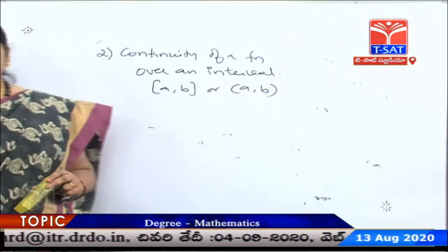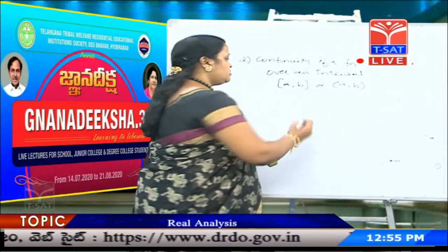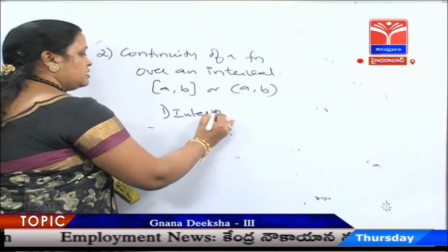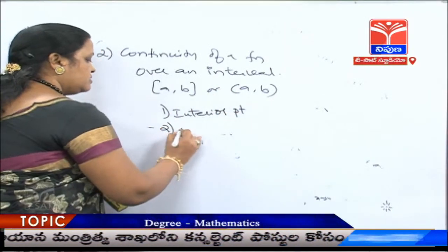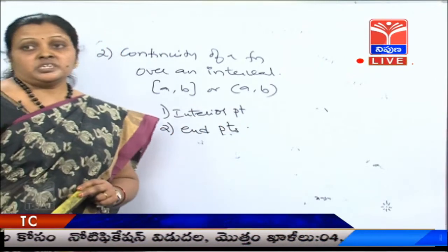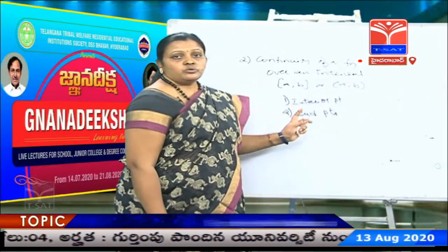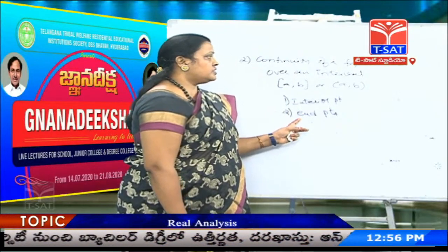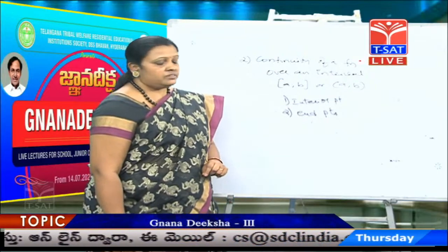Whenever we are saying it as on an interval, we are choosing a point as an interior point. That means we have to discuss the function's continuity at interior points, and second, at the end points. If we can define the function's continuity at the interior points and at both the end points, then you can say that the continuity of a function can be defined over an interval.